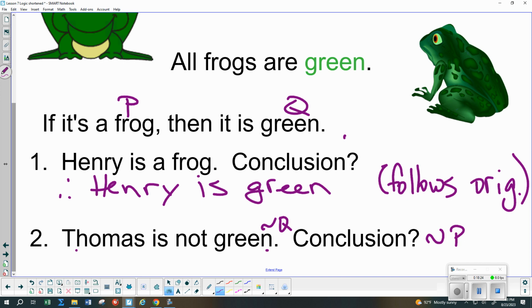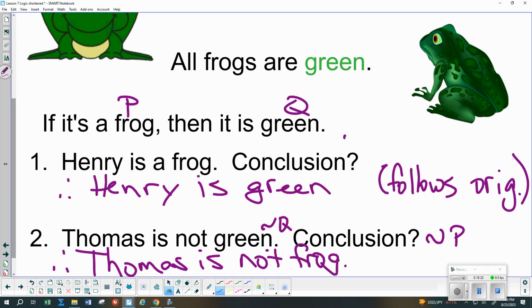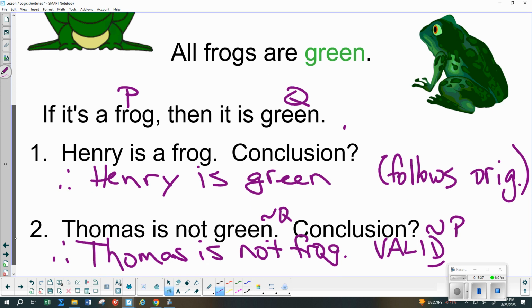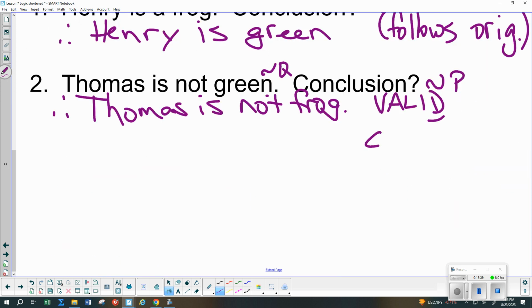Allison also said that that meant, therefore, Thomas is not a frog, and that one is valid because it follows the contrapositive.